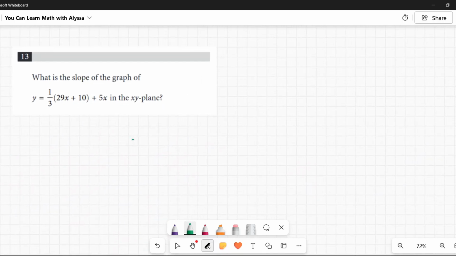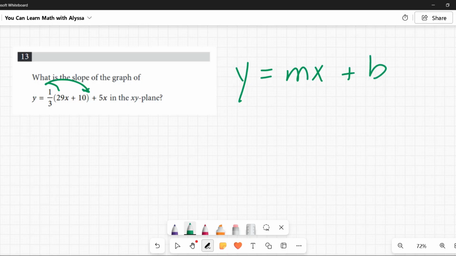Number 13, what is the slope of the graph of y equals 1/3 times (29x plus 10) plus 5x in the xy plane? Some people may be tempted to run to Desmos and use that. That's fine. If you want to do that, more power to you. Me, I look at this and I go, if I distribute this, then I might be able to get this pretty quickly into y equals mx plus b form. And then my m is my slope. So that's how I chose to do it.